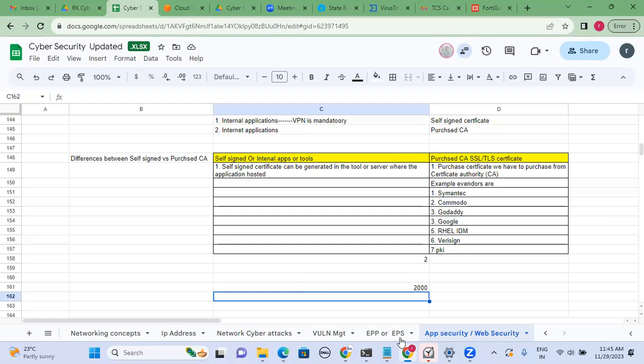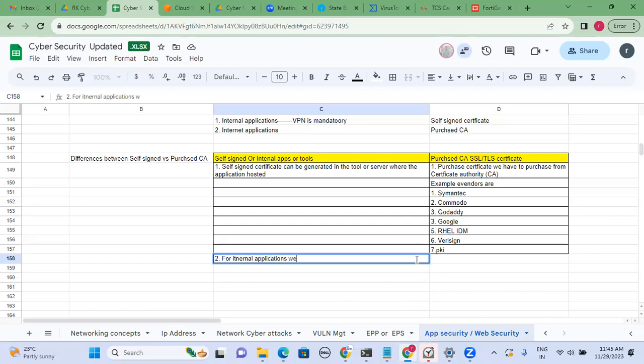Is it clear now? Clear or not? Yes, sir. If we have the money, yes, you can use purchased certificates for internal applications also. Okay. For internal applications, we can use a self-signed certificate. Why? Because it is not exposed to the public.